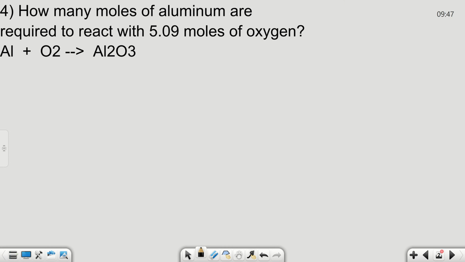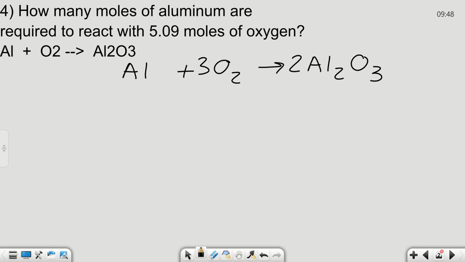How many moles of aluminum are required to react with 5.09 moles of oxygen? So this one, sorry that's going to erase on us some, we'll deal with it. Okay, I have to balance first. 1 Al, 2 Als. I already know that I'm going to need more than that because I have 2 and 3 oxygens, so I need to raise that to 6. All right, and now I have 4 Al.